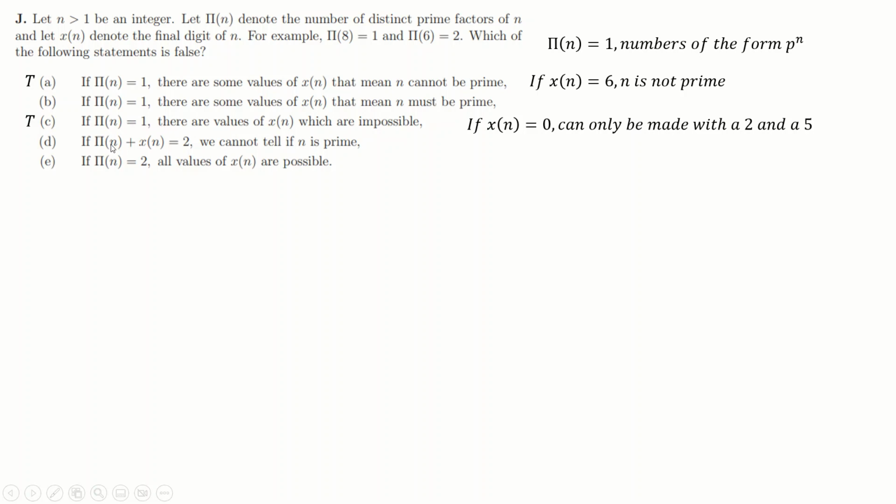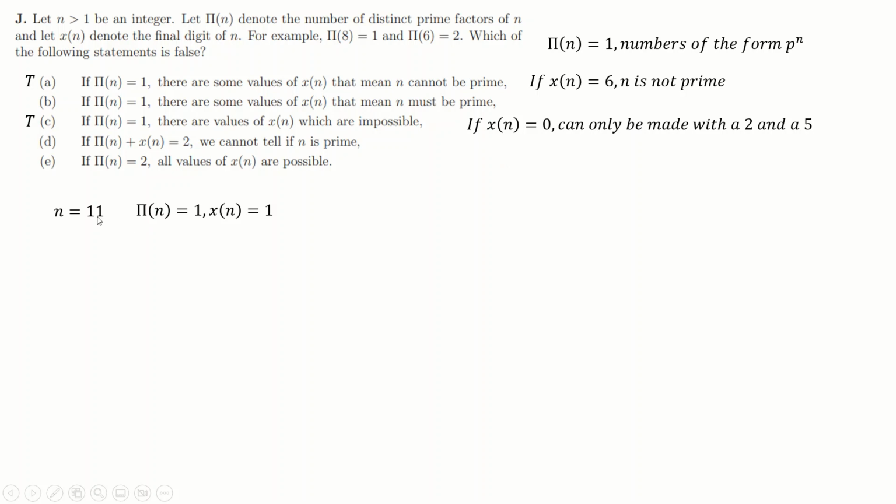So that's true. Now this one here, we cannot tell if n is prime. So what I need to do here is find a time where it is prime and where it isn't, because that way I could say I can't tell, because there are examples of both happening. So okay, the obvious thing to do would be to pick one prime factor that ends in a 1. And that isn't too hard to find. The number 11 has one prime factor, 11, and ends in a 1. So that obeys this formula.